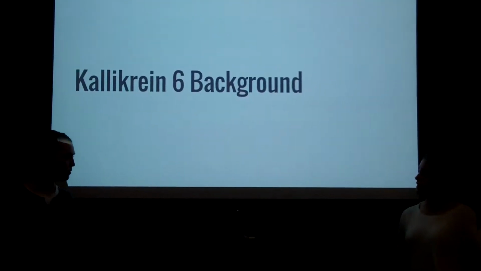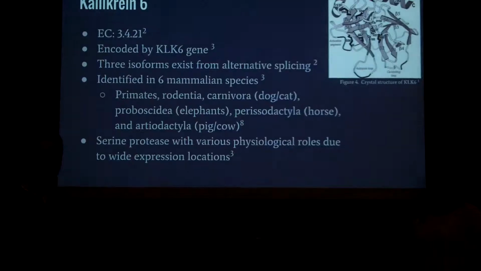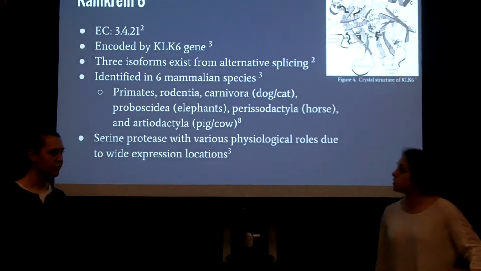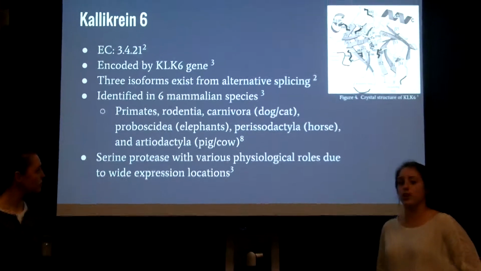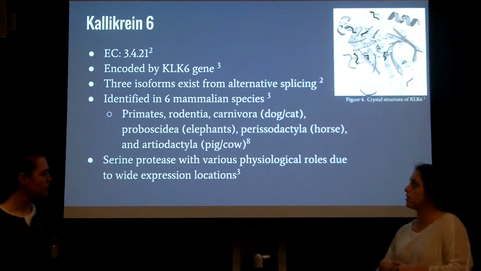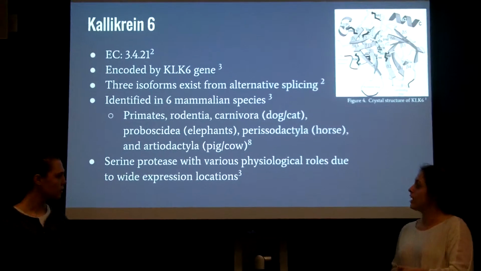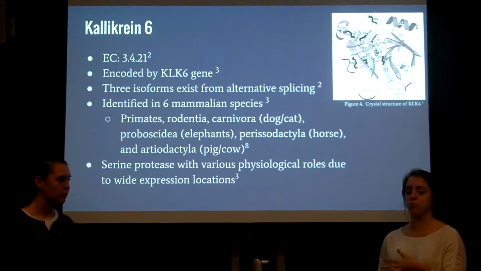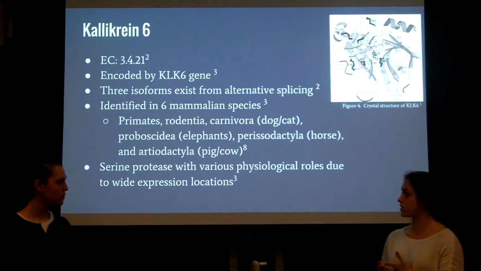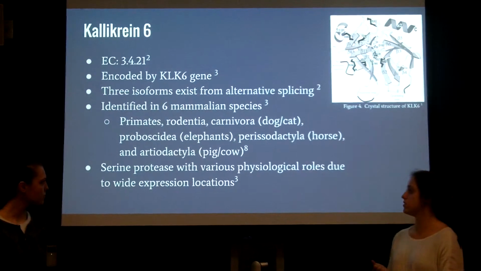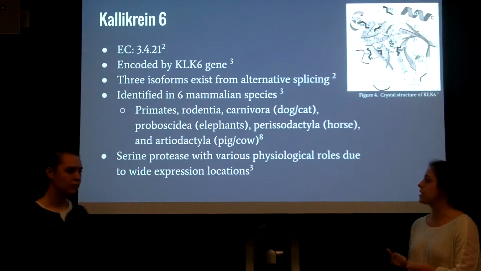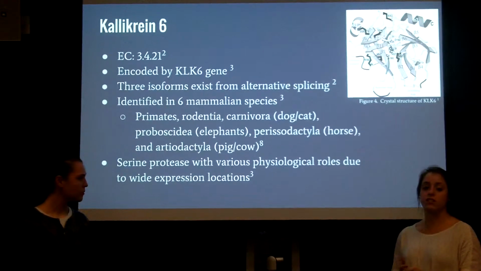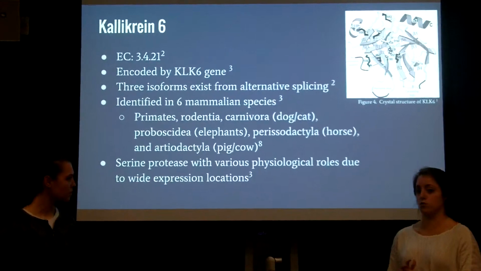Now we're going to talk about a little bit of background information. Kallikrein 6 is encoded by the KLK6 gene. There are 3 different types of isoforms produced by alternate splicing, and it's identified in 6 different mammalian species, including cats, dogs, cows, pigs, elephants, and horses, as well as the human species. And based on the location of kallikrein 6, it can participate in different roles.